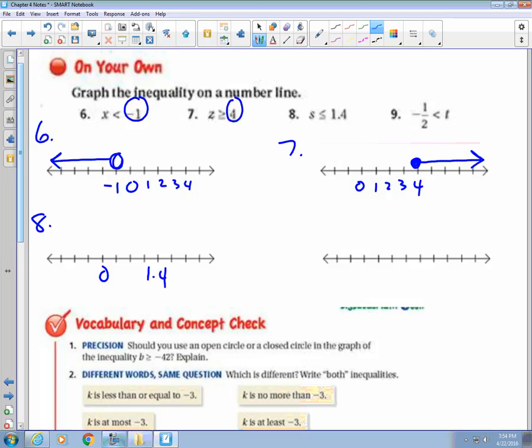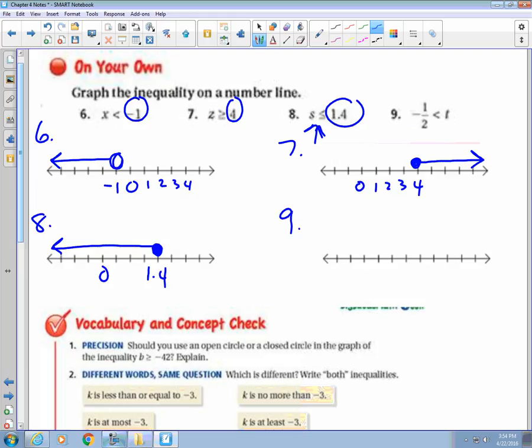Okay? And then I'm going to look at this and say the inequality symbol, the 1.4 is my starting point. The inequality symbol is a less than or equal to. So that means 1.4 is part of the solution. So I'm going to put a closed circle right above the 1.4. And it also says that S can be less than 1.4. So that means it can go to the left where the less than numbers are. All right, and then the last one, we have negative 1/2 is less than t.